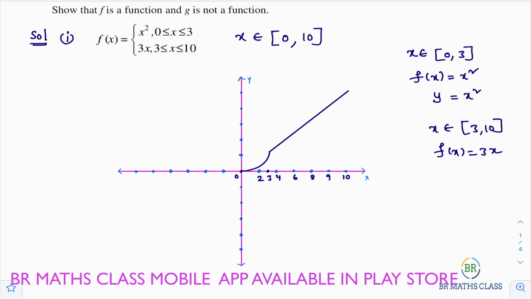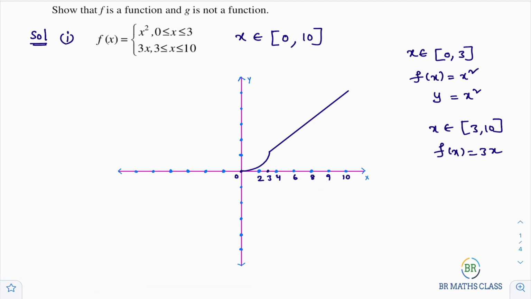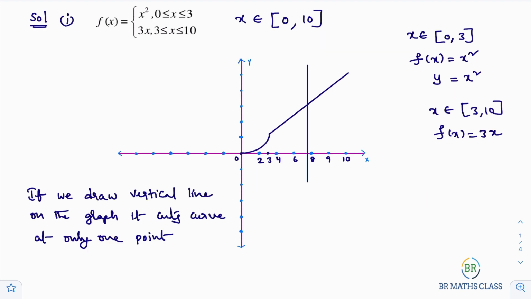Okay. So what you identified is, when I draw a vertical line, it cuts the graph at only one point. I'll write that. You observe what I have written here: if we draw a vertical line on the graph, it cuts the curve at only one point. As it cuts the graph at only one point, we can say that the relation f of x is a function. So I hope you understand this first one.